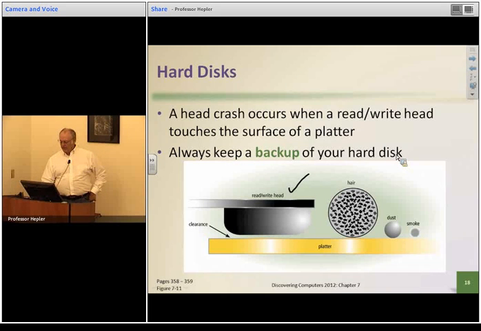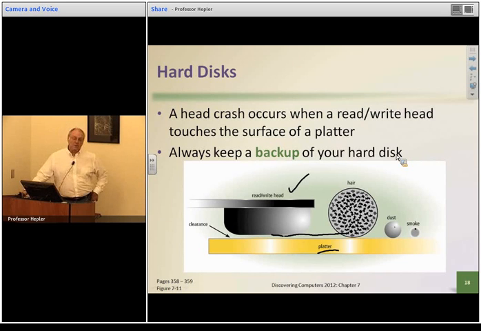And here's a human hair. This is the distance from the platter. So human hair is just outrageously huge. Piece of dust, you get the idea.